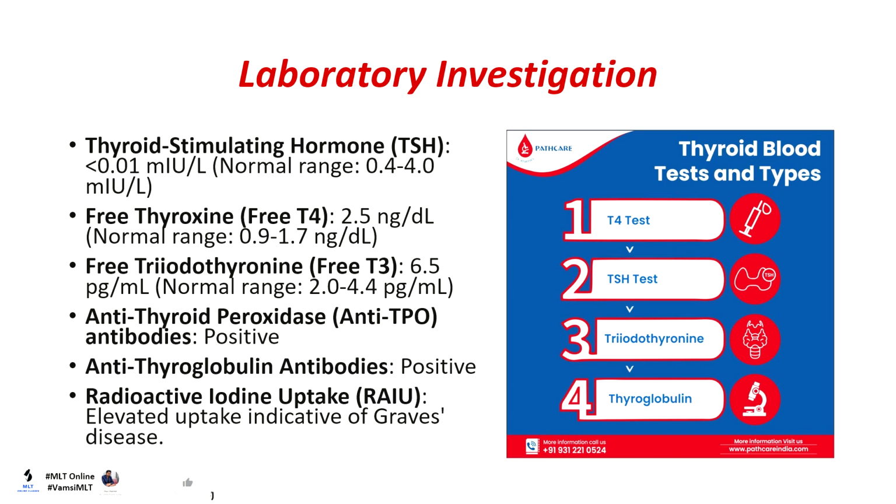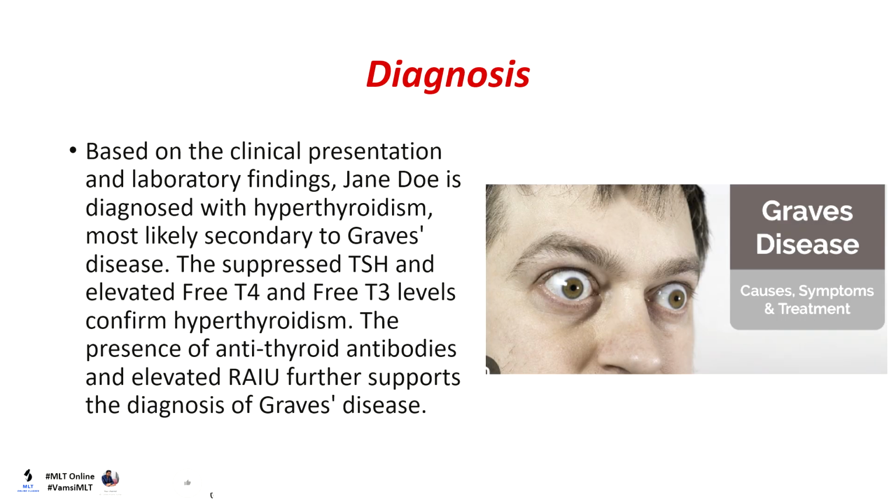Diagnosis. Based on the clinical presentation and laboratory findings, Jane Doe is diagnosed with hyperthyroidism, most likely secondary to Graves' disease. The suppressed TSH and elevated free T4 and free T3 levels confirm hyperthyroidism. The presence of antithyroid antibodies and elevated RAIU further supports the diagnosis of Graves' disease.